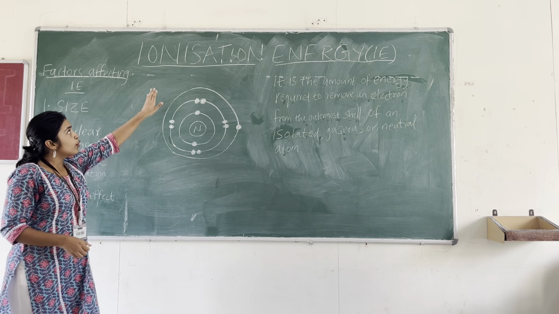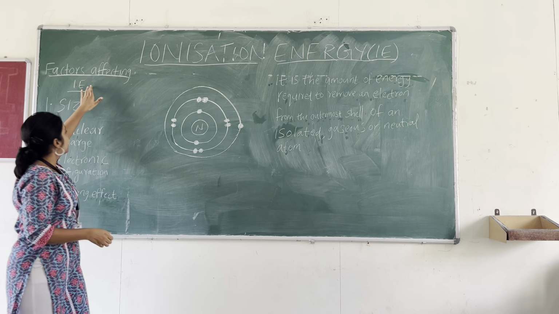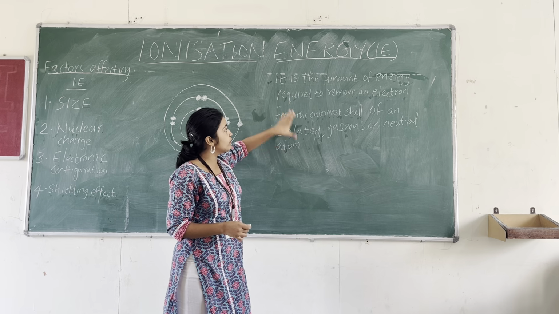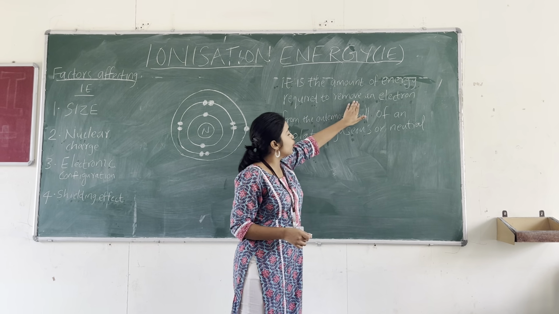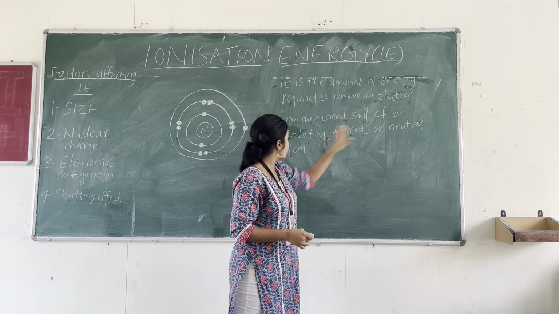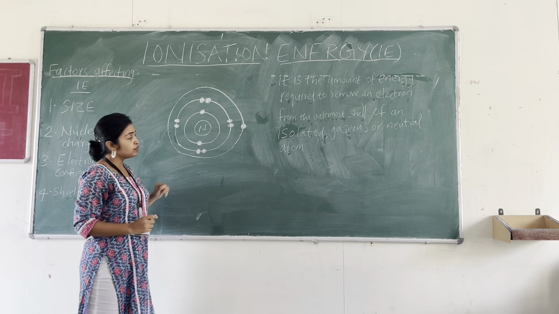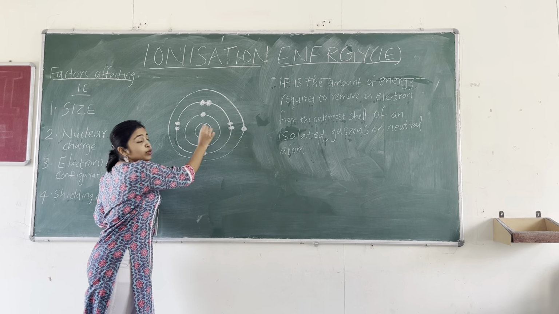So I want to explain what is ionization energy and the factors affecting ionization energy. So what is ionization energy? I have given the definition here. It is the amount of energy required to remove an electron from the outermost shell of an isolated, gaseous or neutral atom. Let's take this atom as an example. This is an atom. Here you can see there is an N in the center. N means it's a nucleus.